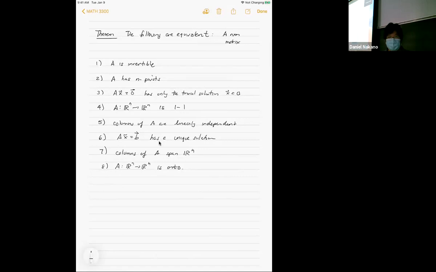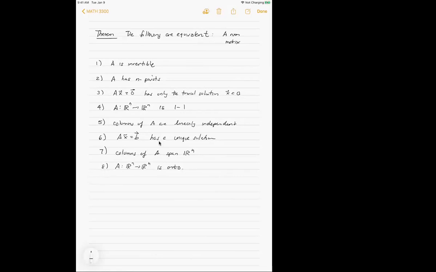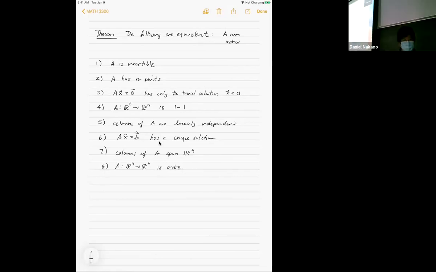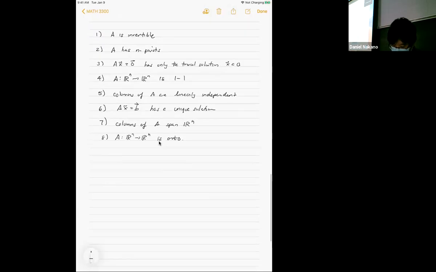So if A is invertible, that happens if and only if A is onto. So if A is not invertible, then A is not onto, and vice versa. So they're all saying the same thing. That's right.